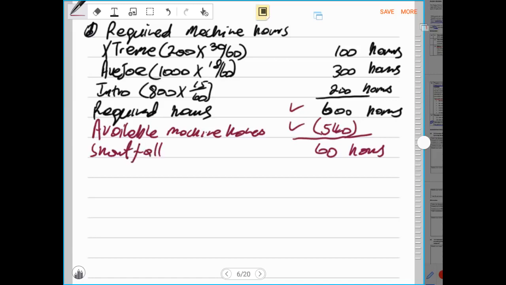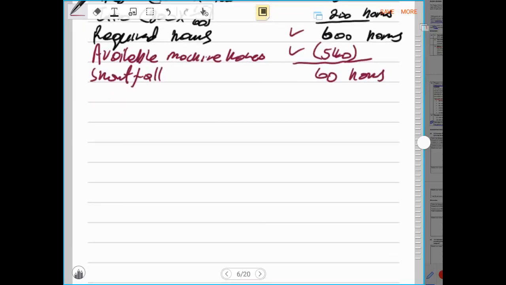So if there is a shortfall, we need to rank our products so that the products that make more profit per limiting factor come first. Remember, our limiting factor is machine hours, meaning the product that makes more profit per machine hour is the one that will be ranked first, and the one that is making less profit will be ranked second and third.